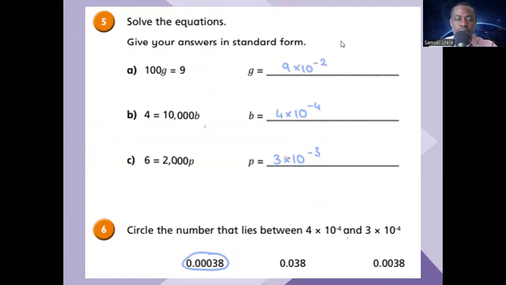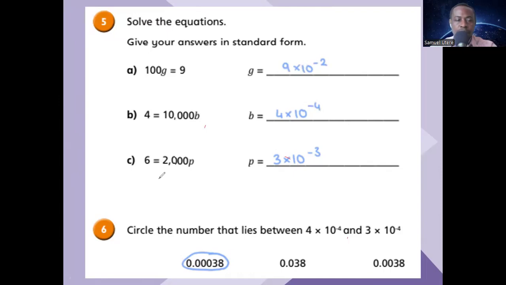Here, to solve the equation, you have to divide 9 by 100. You remember? We saw a similar problem when we did the retrieval practice. So 9 hundredths will be 9 times 10 to the power negative 2. So 9 divided by 100 will be 9 times 10 to the power negative 2. Spot the pattern? Here is going to be 4 divided by 10,000. So we have 4 zeros. So 4 divided by 10,000 will be 4 times 10 to the power negative 4.